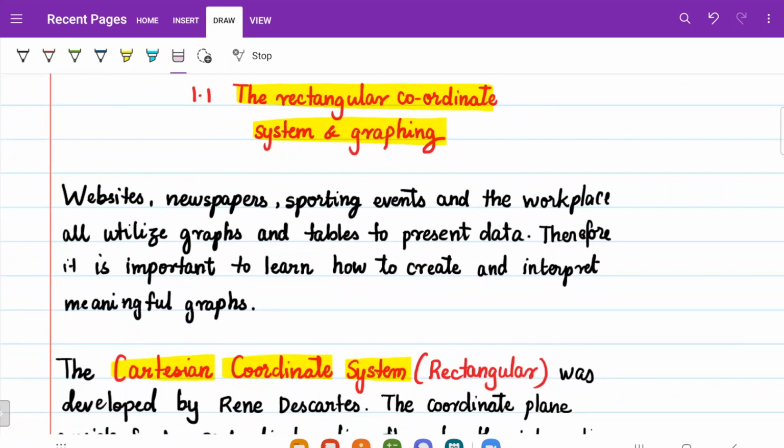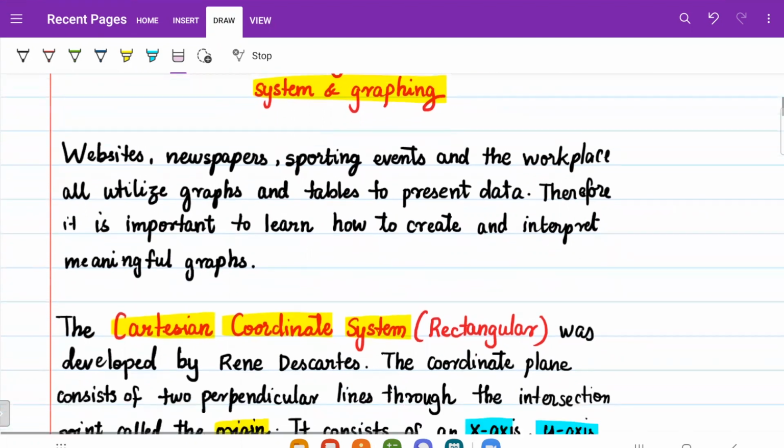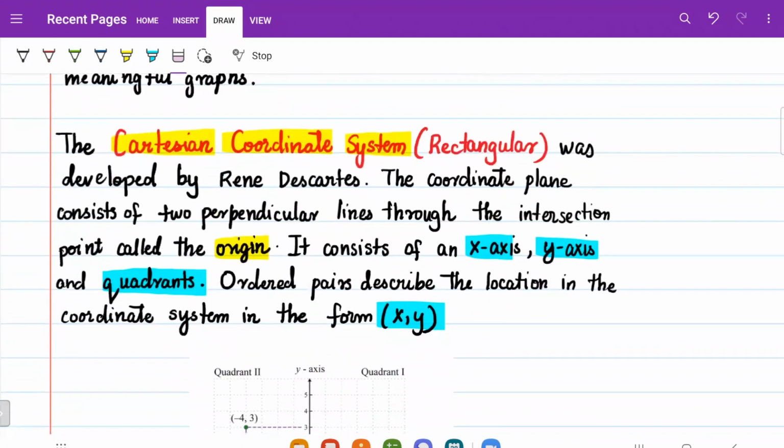Websites, newspapers, sporting events, and the workplace all utilize graphs and tables to present data. Therefore, it is important to learn how to create and interpret meaningful graphs. The Cartesian coordinate system, or the rectangular coordinate system, was developed by René Descartes.